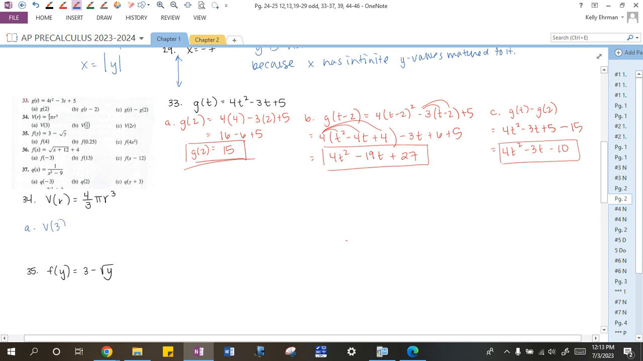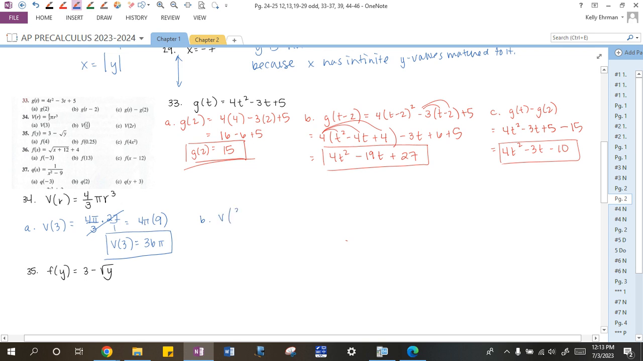So v of 3, this is some good fraction work. So let's see, v of 3 is 4, let's make this 4 pi over 3. When you raise 3 to the third, you get times 27. Make sure that you're dividing 27 divided by 3. It's like 27 over 1. So that becomes 4 pi times 9. So v of 3 is 36 pi. We would never put that in a decimal form unless instructed to do so, so just leave it 36 pi.